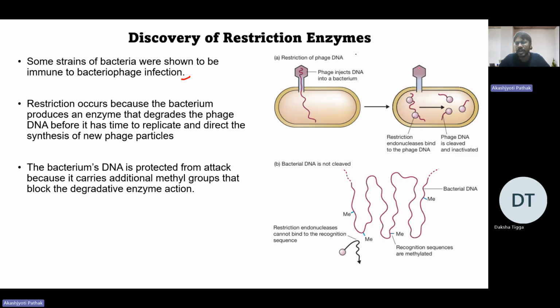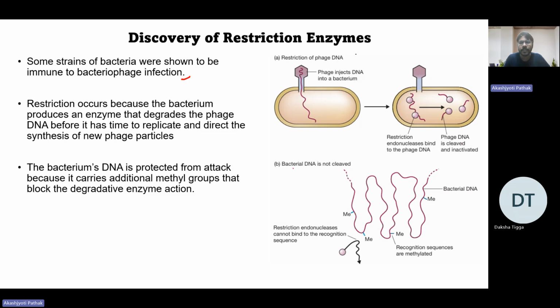Once this virus has injected its DNA into the bacterium, the bacteria has certain enzymes inside it called restriction endonucleases. These restriction endonucleases bind to the viral DNA and cleave it. It chops it into pieces, and as a result the phage DNA gets cleaved and is inactivated.